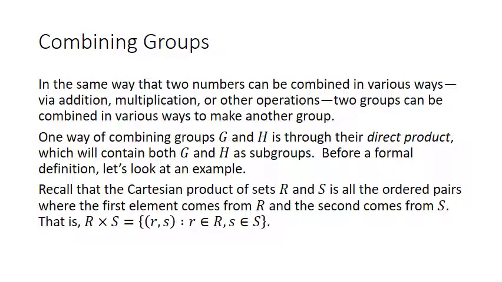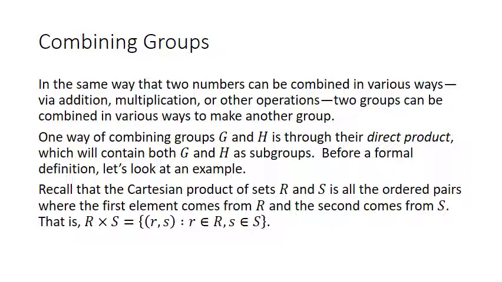Okay, so you guys already know that you can combine two numbers in a lot of different ways in order to make another number. Well, you can actually do the same thing with groups. You can combine them in various ways to make another group. So one way of combining groups is through their direct product, and that would contain both of the groups you combined as subgroups. But before a formal definition, let's just look at a small example in the next activity.